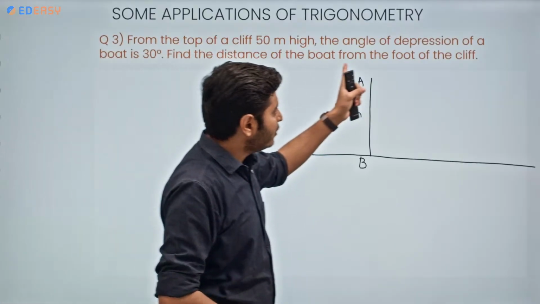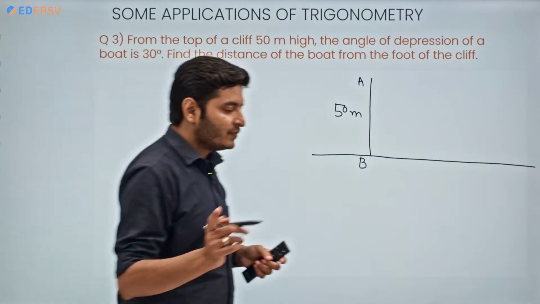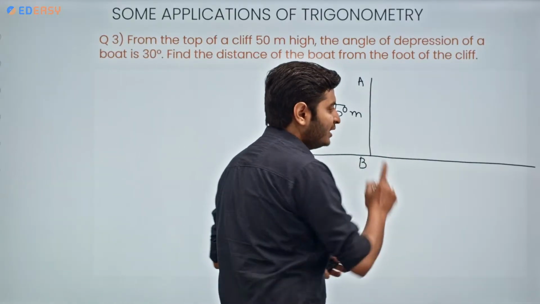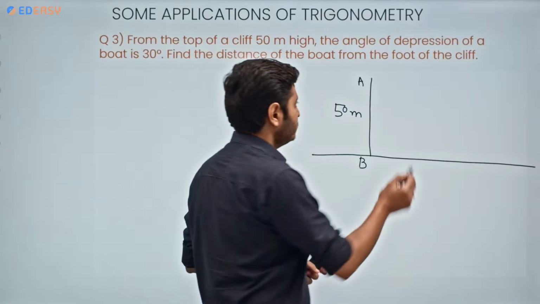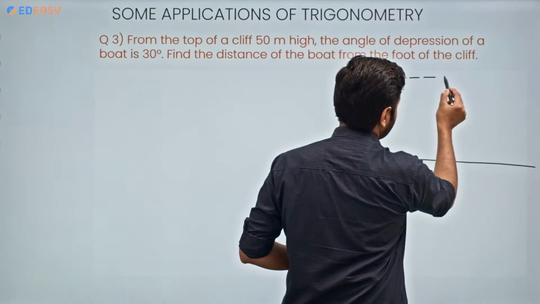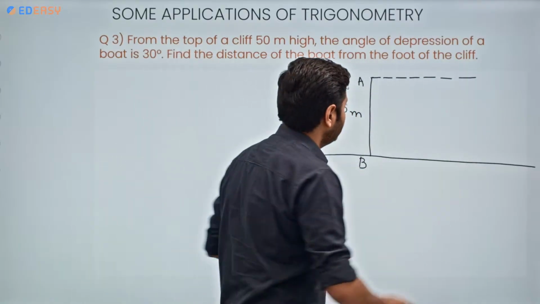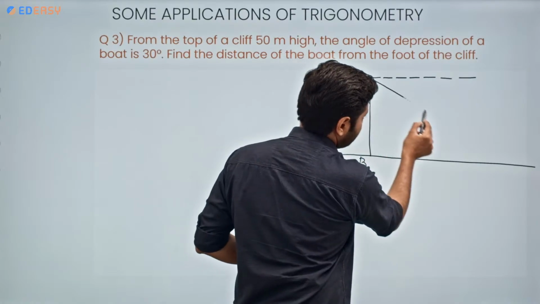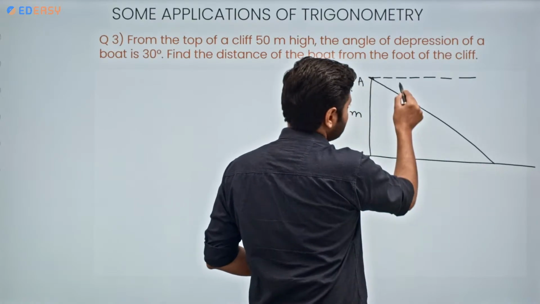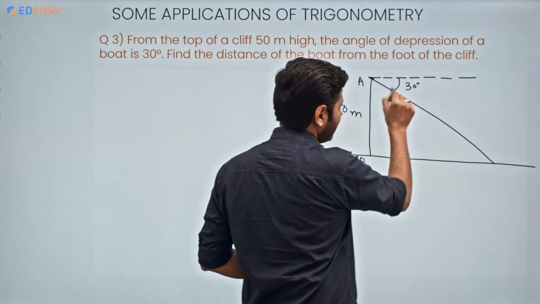Now, the angle of depression of a boat is 30 degrees. So, the horizontal level here is different now. So, this is the horizontal level. Correct? Suppose the boat is somewhere here. So, the line of sight will be like this. So, this is 30 degrees, the angle of depression. This angle is given to us.